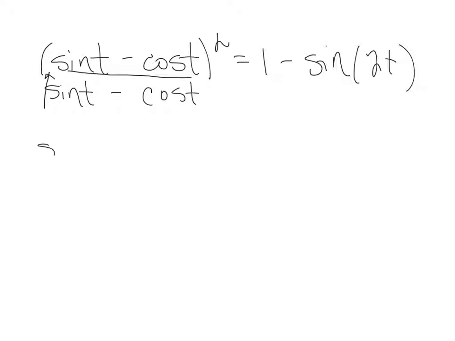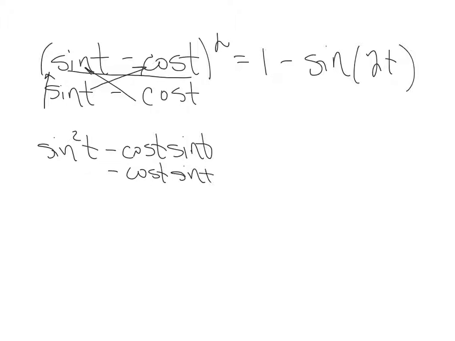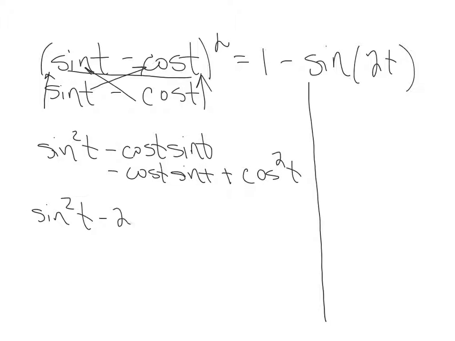Sine times sine is sine squared. Sine times cosine is minus cosine sine. Cosine times sine is minus cosine sine. And cosine times cosine, they're two negatives, so that's a positive, is cosine squared. I'll draw a line between these. So this will be sine squared minus 2 sine cosine plus cosine squared.